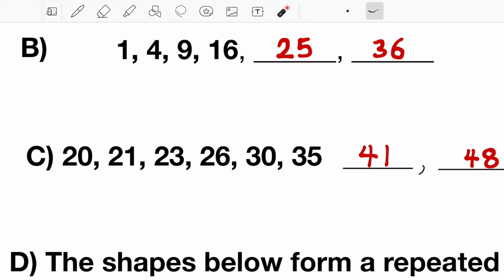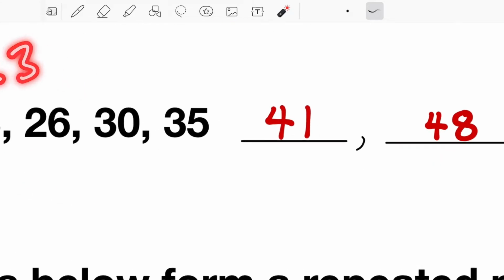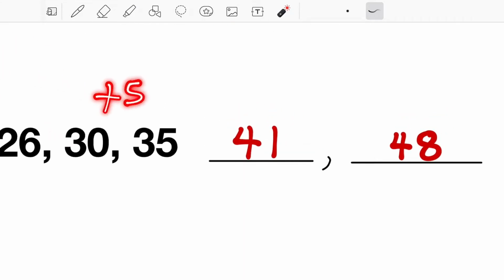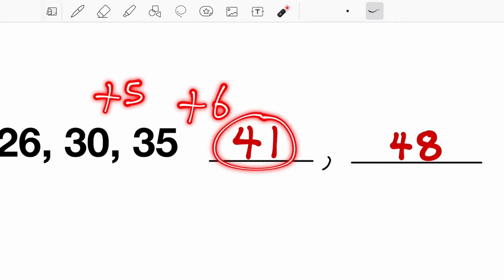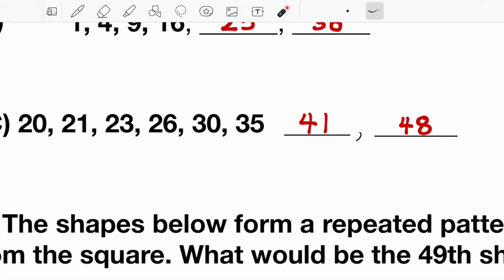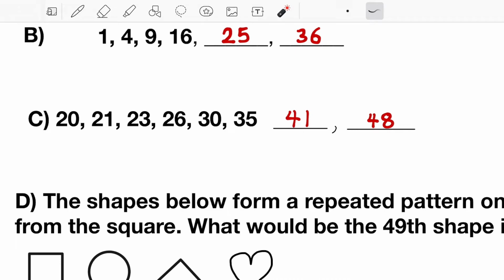C. So we're seeing that the numbers are increasing here by 1, then by 2, then by 3, 4, and 5. So we are going to add accordingly. So we see the trend. So here we have plus 5. So next we will have plus 6. 35 plus 6 is 41. And then 41 plus 7 is 48. So this is, of course, an addition pattern.